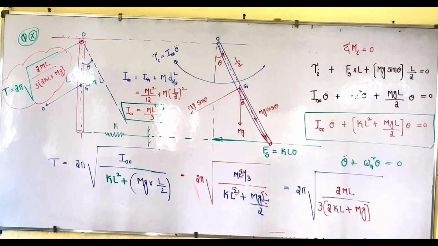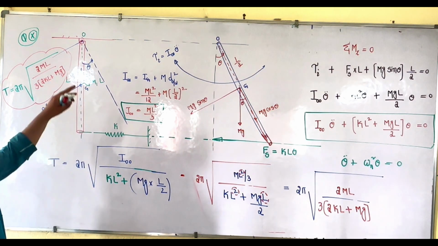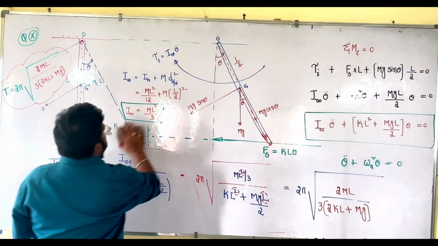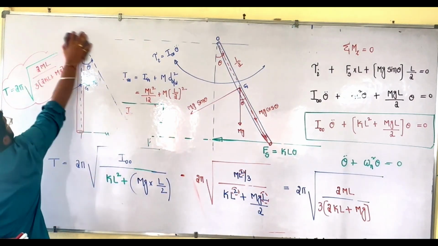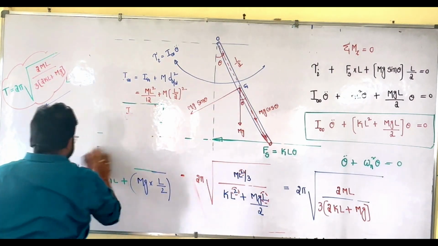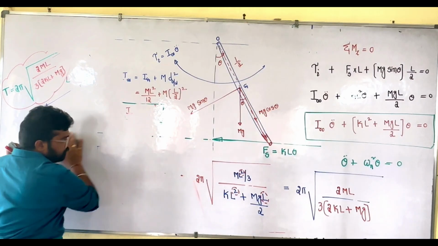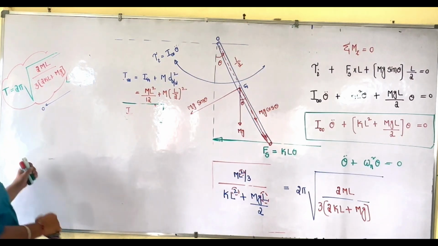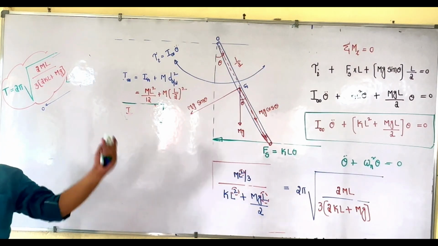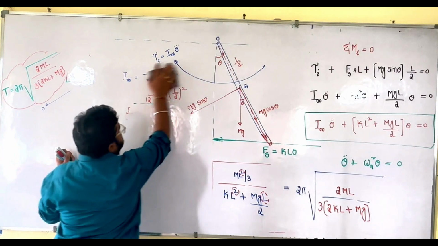Understood or not? Here, this is the problem based on vertical level. Completed. Next. Only rod D is mentioned. Are you able to answer? Only rod D is mentioned. In that case, what is the answer?